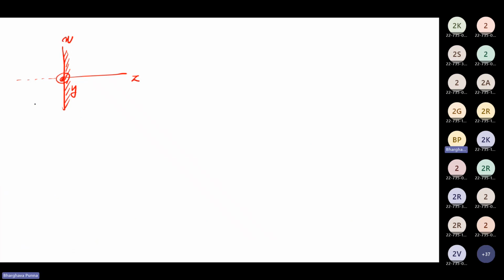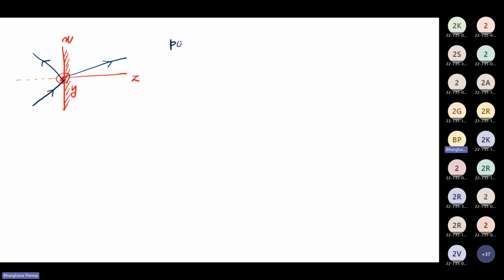and we have taken an incident wave, which is making angle theta I. The reflected wave is making angle theta R, and the transmitted wave is making angle theta T with the normal to the boundary. These three are making angles with the normal to the boundary only.